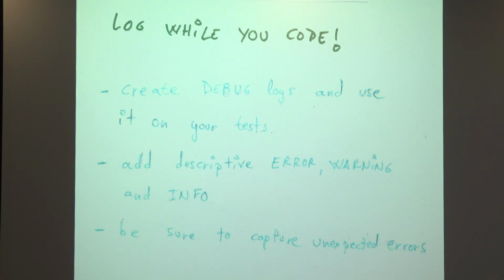Another thing that I recommend is to log while you code. If you're running your tests and everything, you create debug logs to know what is going on. If you use print as a way of debugging things, instead of putting prints, you can put logs. Then you can keep some things there, and when something happens in production, you will have them available. Then add descriptive error, warning and info logs at whatever level you think is interesting.